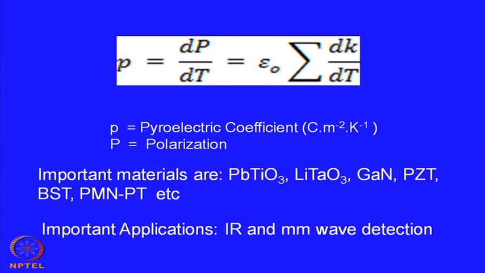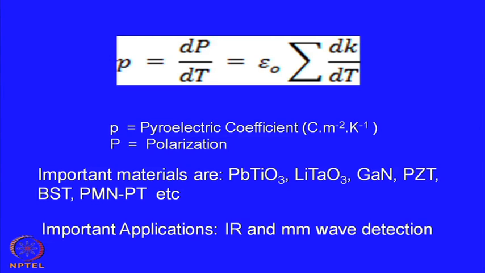This is the pyroelectric relationship. The pyroelectric coefficient P equals dP/dT, where P is the electric polarization as a function of temperature, and that is the summation of different terms, where epsilon is the permittivity of free space. Okay. The important materials, we will not go into the very details of this, just to summarize this effect.